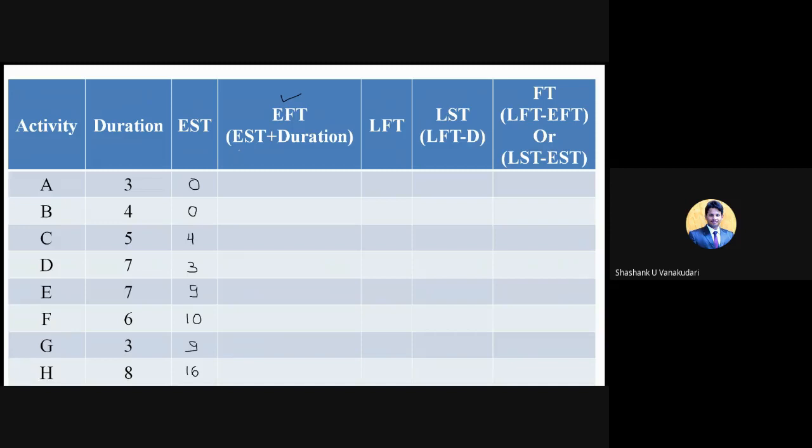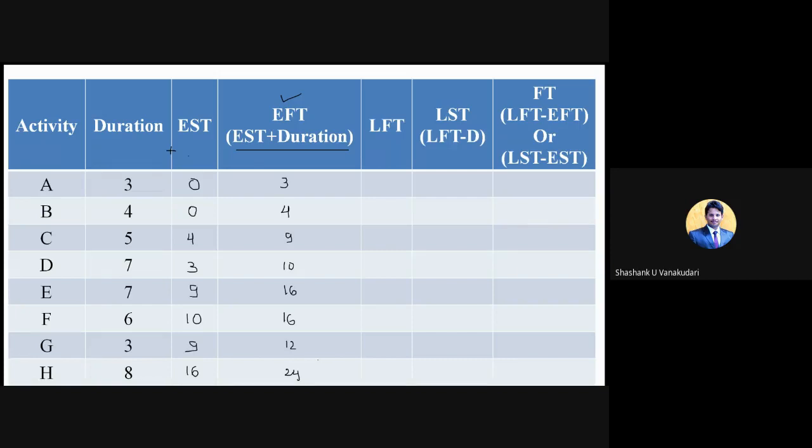Directly you need to use this formula, EST plus duration. So 0 plus 3, it is 3. You just need to add this EST value plus this duration, the addition of these two. 0 plus 3, 3. 4 plus 0 is 4. 4 plus 5, 9. 7 plus 3, 10. 9 plus 7, which is 16. 10 plus 6, 16. 9 plus 3, 12. And at last, 24.